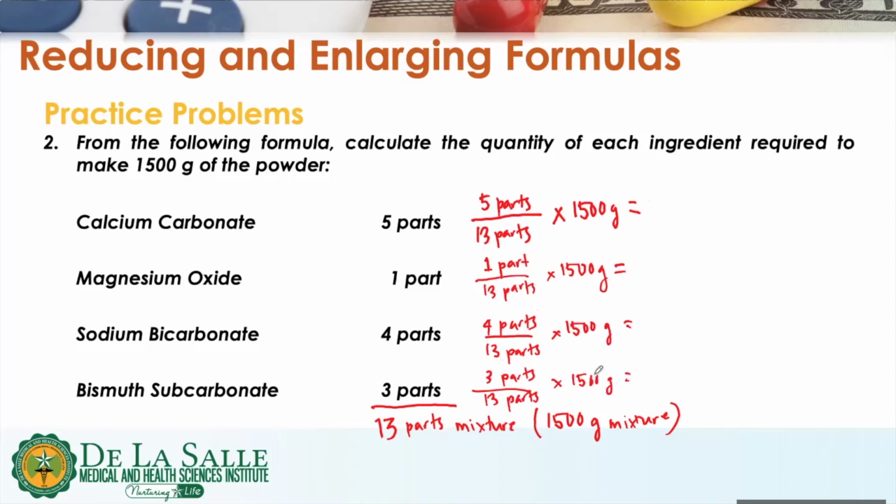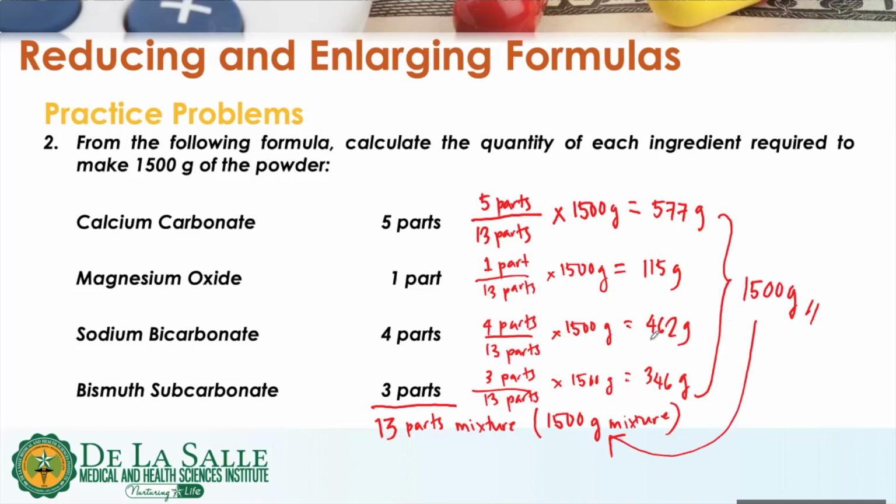So we will simply perform the operation, and what we get are the following amounts. For calcium carbonate, we get 577 grams. For magnesium oxide, we get 115 grams. For sodium bicarbonate, we get 462 grams. And for bismuth subcarbonate, we get 346 grams. Now, when you get the total of these ingredients, you should get the amount that is 1,500 grams. Checking, we got the correct answer.